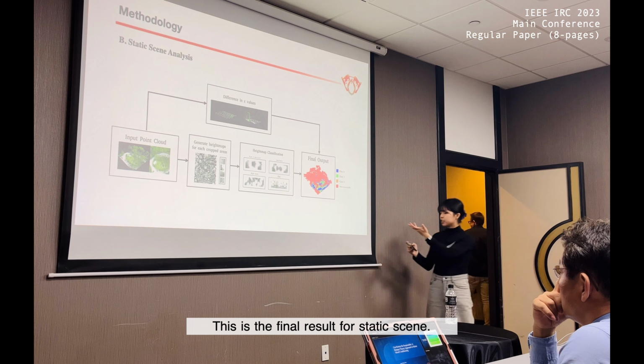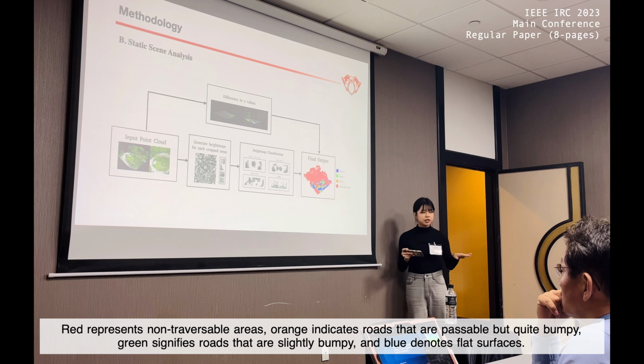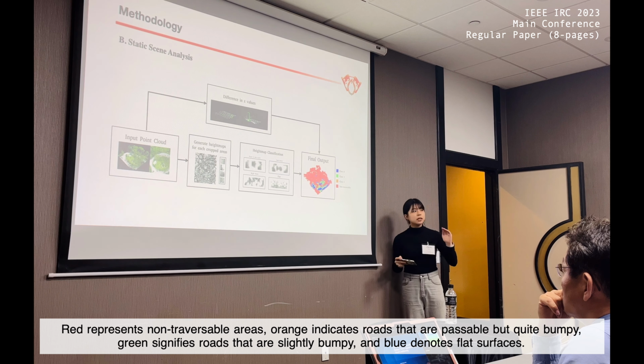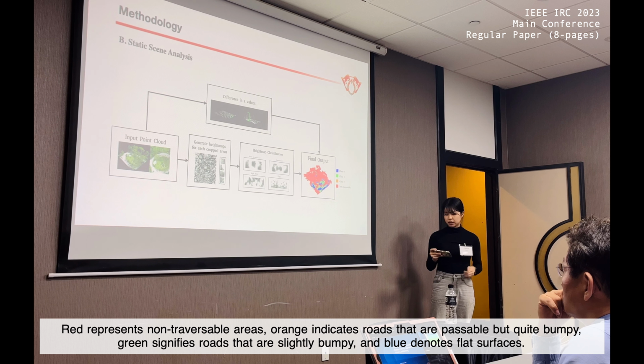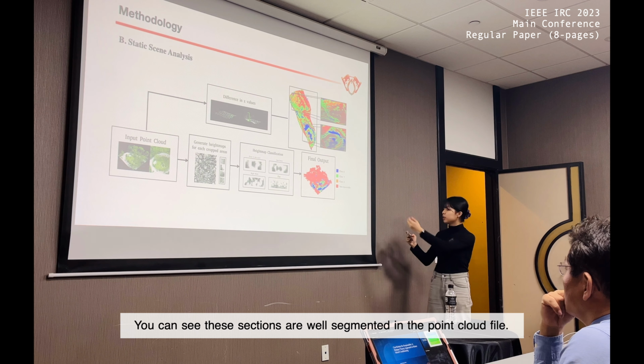And this is the final result of the static scene. Red represents non-traversable area. Orange indicates roads that are passable but quite bumpy. Green signifies roads that are slightly bumpy, and blue denotes the flat surfaces. You can see these sections are well segmented in the point cloud file.